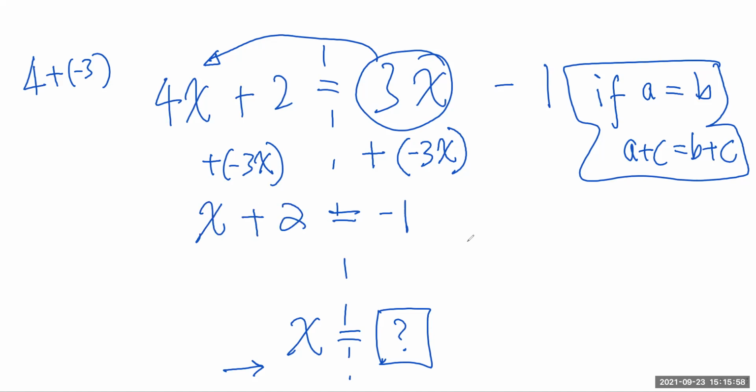Okay. Now, once we got here, we just follow what we did before. So add negative 2 on both sides. Then this side will be x, and that side is negative 3. So we found it. Good?